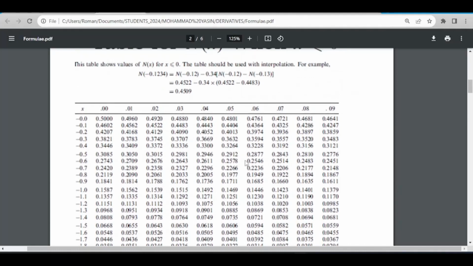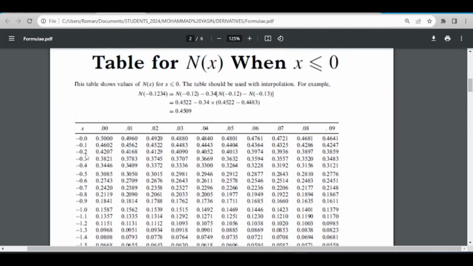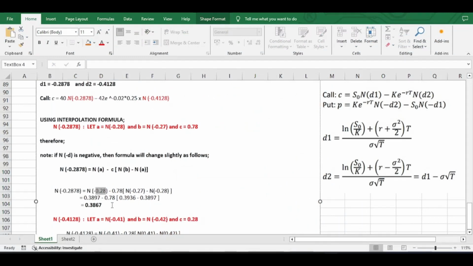So this is the minus table here. So minus 0.28 is 0.3897 and minus 0.27, the probability is 0.3936. Placing these values in the interpolation formula, we get our answer 0.3867. This is the total probability on the value of D1.